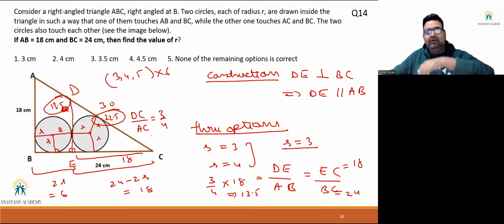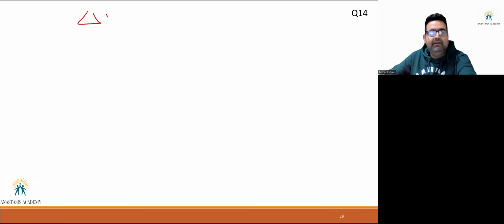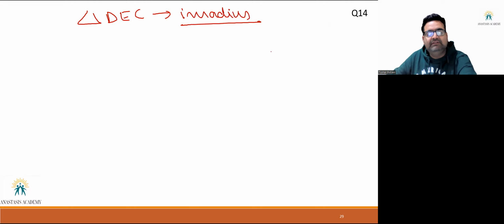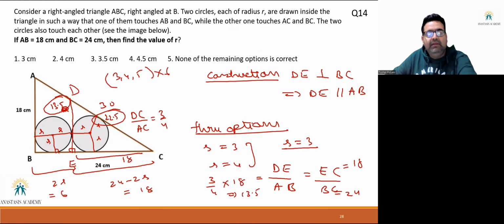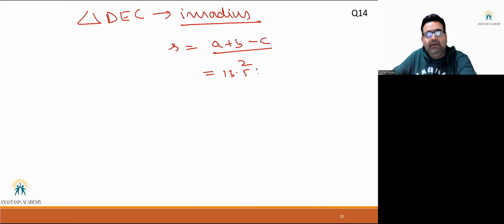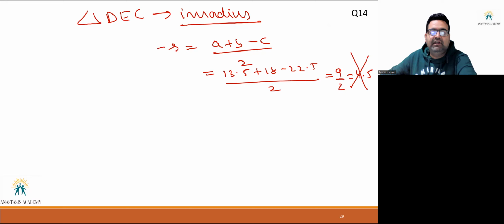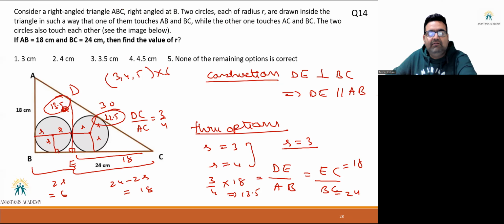So in triangle DEC, I can find the inradius and check whether I'm getting that consistent value of R equal to 3. Formula for inradius is the sum of the two sides minus the hypotenuse divided by 2. So that is 13.5 plus 18 minus 22.5 divided by 2. 18 plus 13.5 will be 31.5 minus 22.5 is 9, by 2, which is 4.5. Now this is a contradiction because we started by assuming R equal to 3 and we are landing with R as 4.5. So that means R equal to 3 didn't fit.